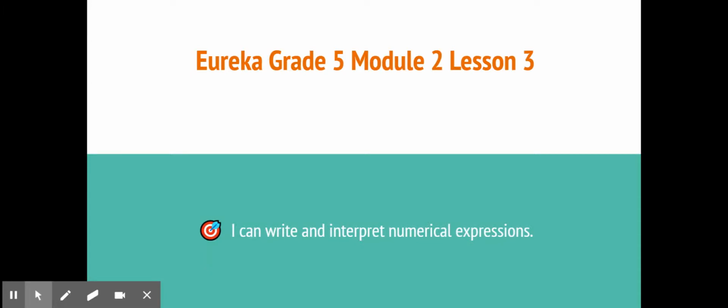All right, friends, so we are here to go over content from Eureka Grade 5, Module 2, Lesson 3, specifically with that learning target of I can write and interpret numerical expressions. We have to remember when we're going through this that sometimes we're going to see words that cue us into what operation we're going to be using. And so these words and their corresponding operation are in this blue box right here.